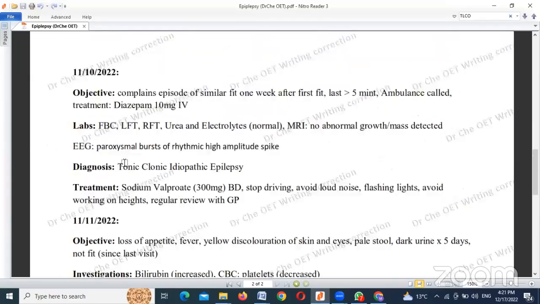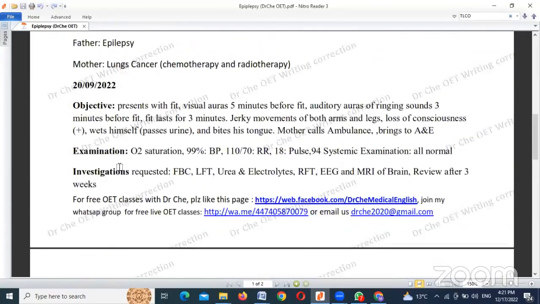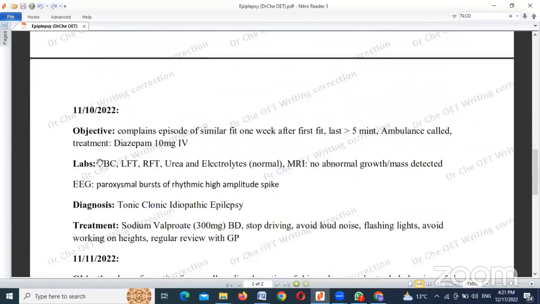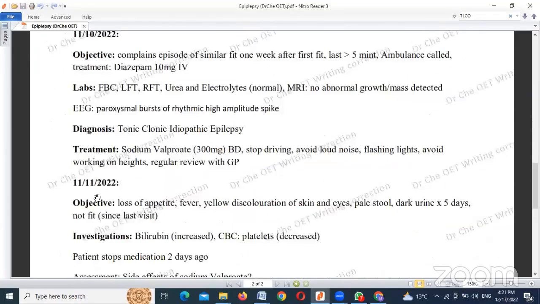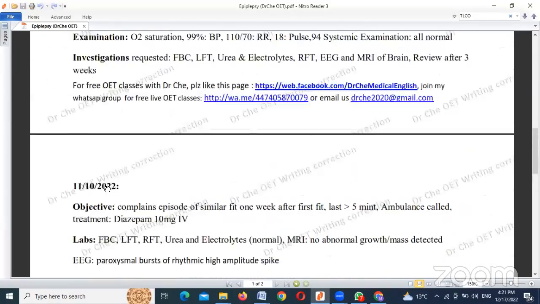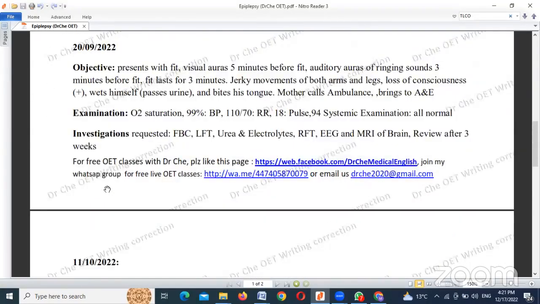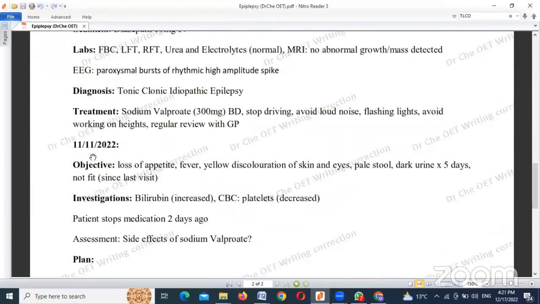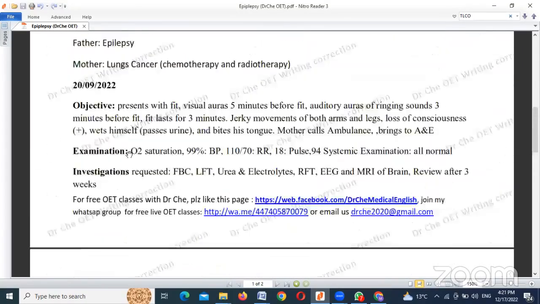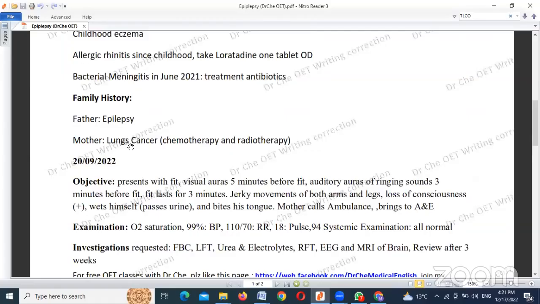Apart from that, we need to see the difference between visits. How much is the difference? This is in September, next is in October, and next is in November. So all the visits are within 2 months. This is today's visit. So all the visits are within 2 months. This is very important to remember.